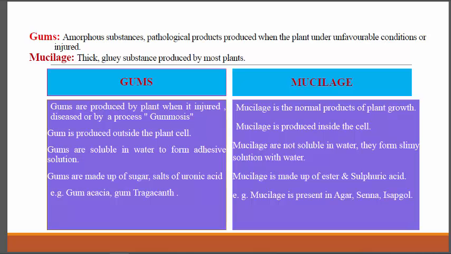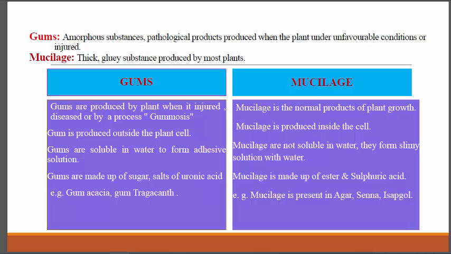Gums are produced outside the plant cell, and mucilage is produced inside the cell. Gum is soluble in water, forming an adhesive solution, but mucilage is not soluble in water, and forms a slimy solution, meaning they form a mixed solution with water. Gums are made up of sugars, salts, uronic acid, and mucilage is generally made up of esters, sulfuric acid and different plant extracts.